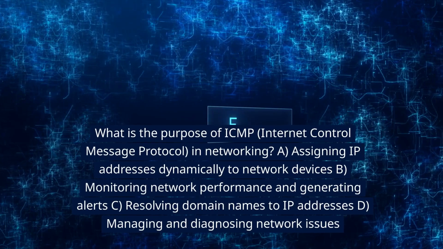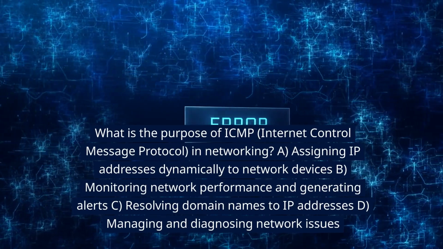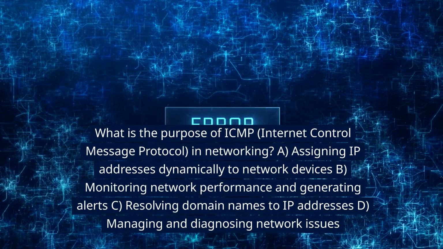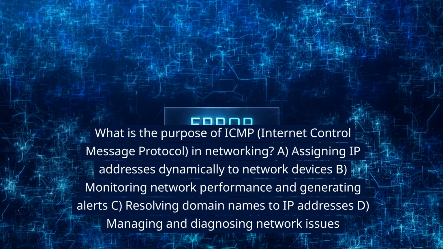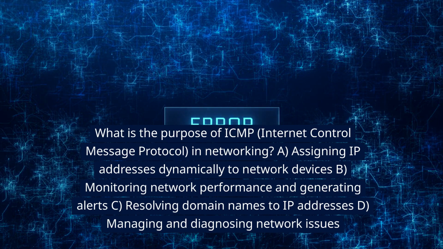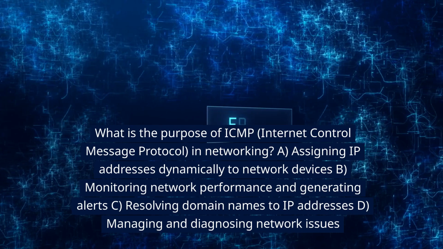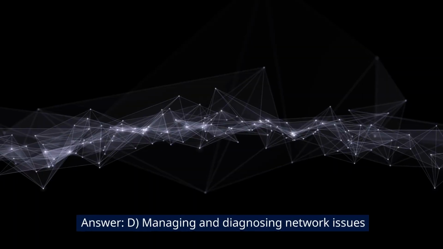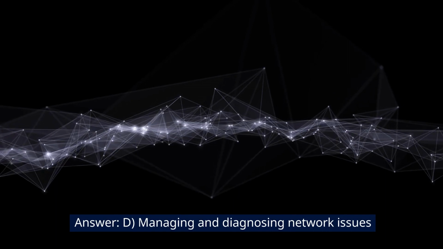What is the purpose of ICMP, Internet Control Message Protocol, in networking? A. Assigning IP addresses dynamically to network devices. B. Monitoring network performance and generating alerts. C. Resolving domain names to IP addresses. D. Managing and diagnosing network issues. Answer: D. Managing and diagnosing network issues.